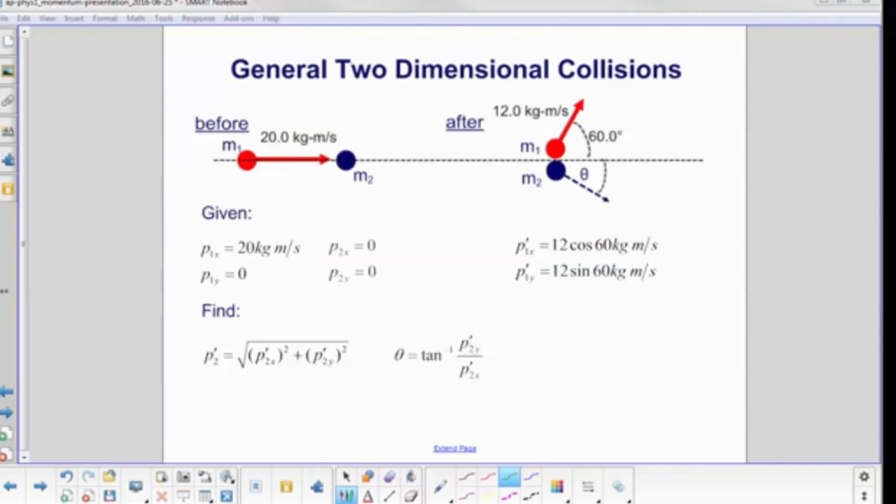An excellent way to start any physics problem is with a nice sketch, which we have, and then list your givens.